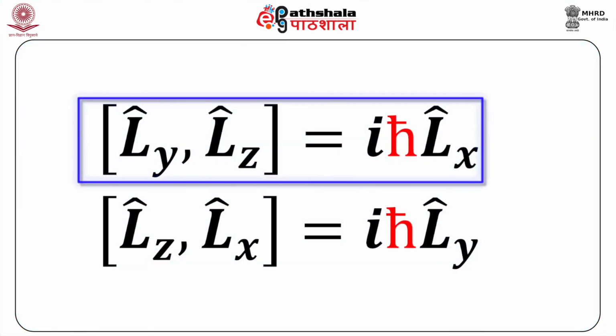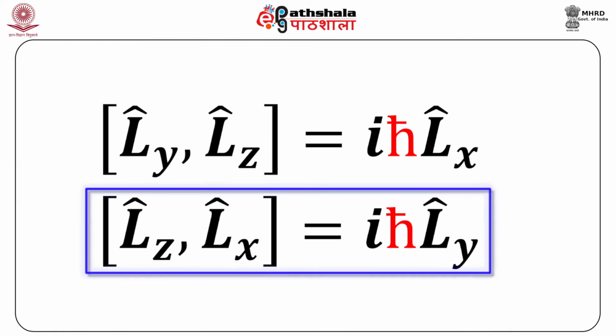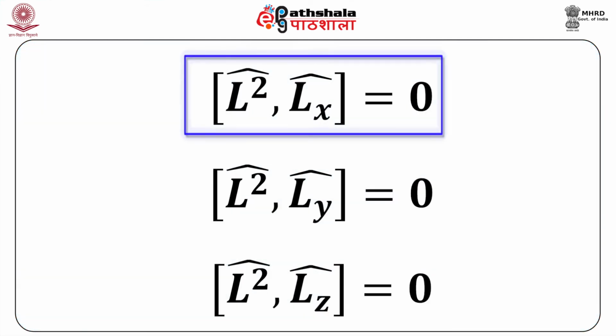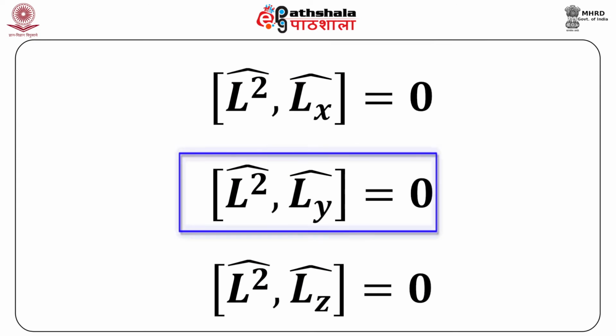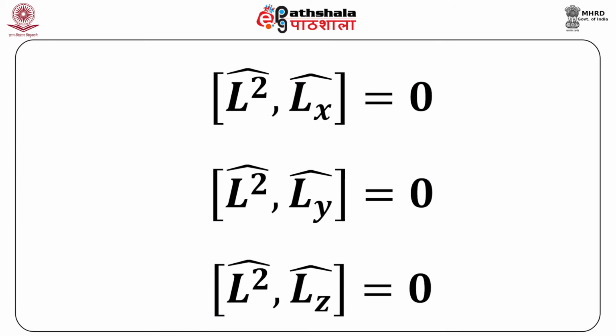Because of cyclic permutation, we know that the commutation of Ly Lz will give iota h cross Lx, and the commutation of Lz Lx will give iota h cross Ly. Now, the same commutator algebra proves the following as well for the two electron system: the commutation of L square Lx is 0, which means they commute. Similarly, L square Ly becomes 0 and L square Lz also gives 0, that means the total angular momentum L square for the two electron system commutes with the Lx, Ly and Lz components for the two electron system and not the individual components of electron 1 and 2 respectively.